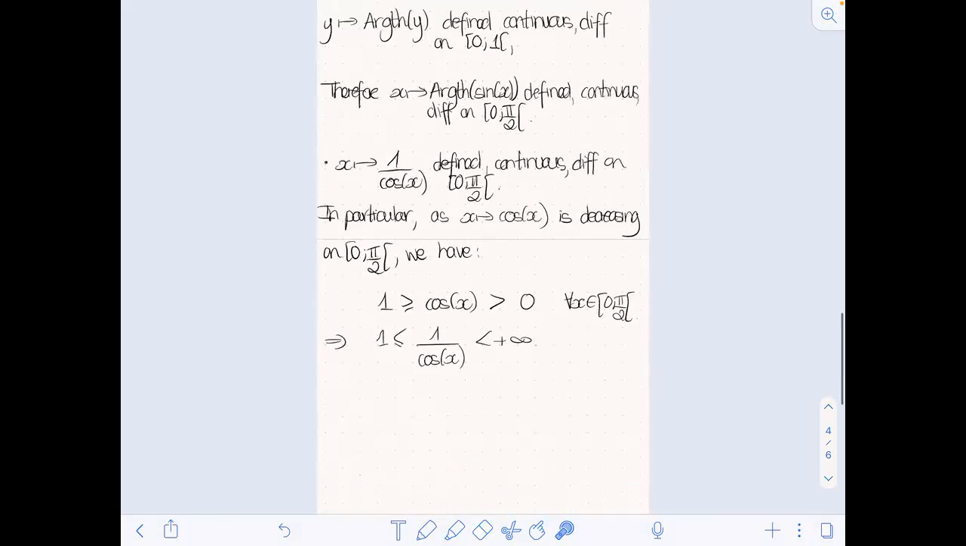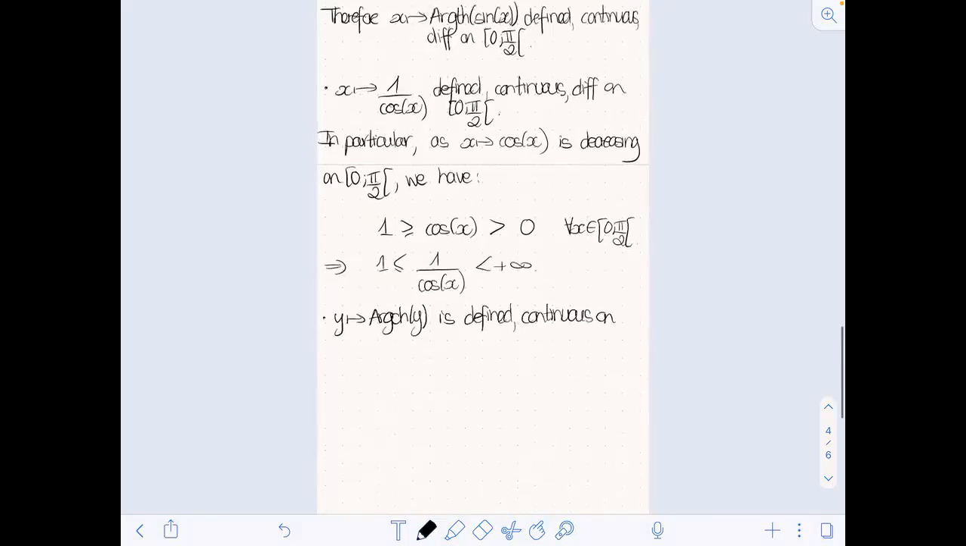Argch is only defined on the following. So if we take y maps to argch of y, it is defined, continuous, and differentiable on 1 to plus infinity. And so if we combine this with the reasoning we've done with 1 over cosine of x, we can conclude the following.